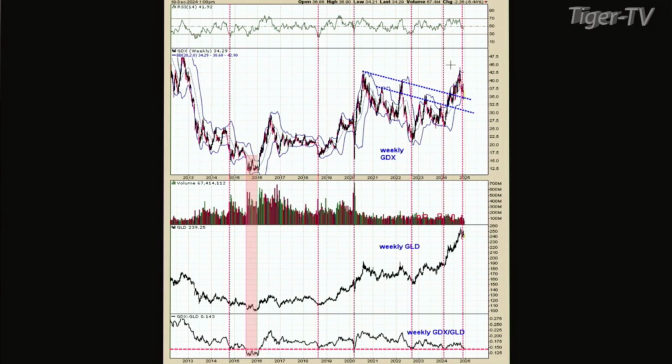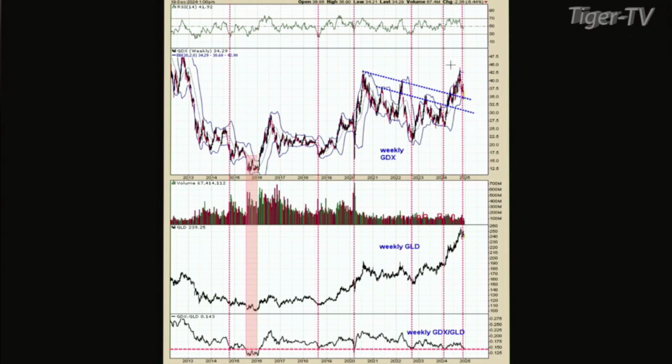I drew some trend lines there, and it looks to me like a head and shoulders bottom, which I called before, and we're back to one of those necklines. And with the GDX GLD ratio back down to where it's bottomed in the past, going back to 2013, I think this area could be an important area. And there's another reason why.